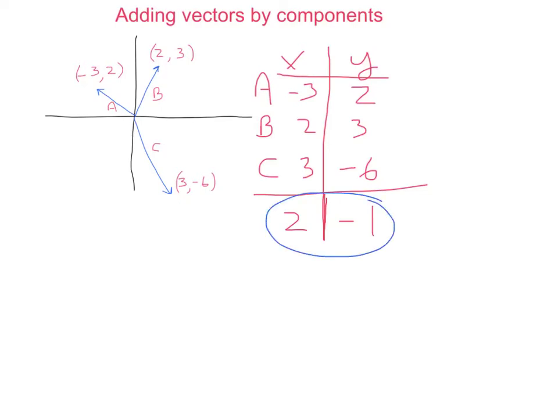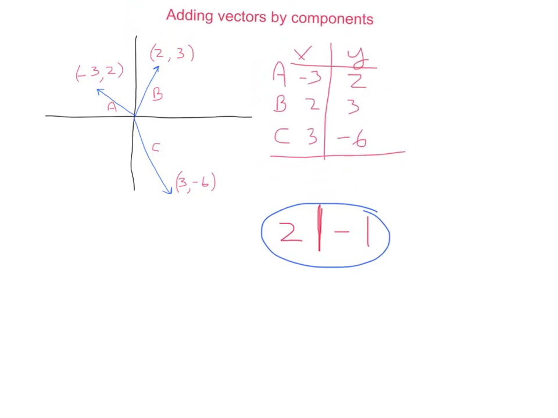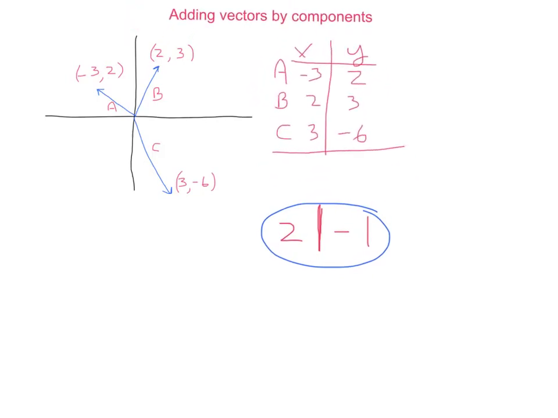And then once we have the x and the y component, we can just use our standard ways to figure out what the resultant vector is. And that's going to look something like this. Let's see if I can just move this out of the way just a little bit.